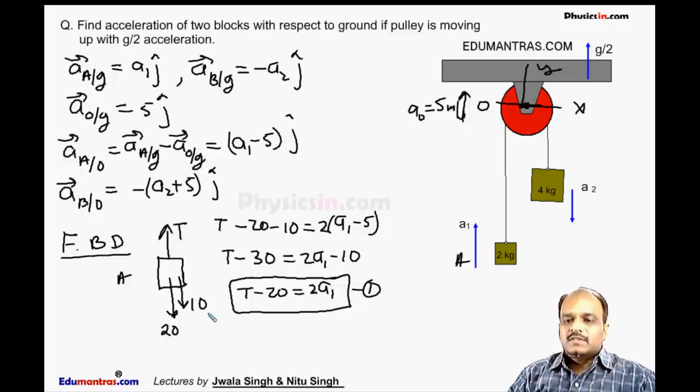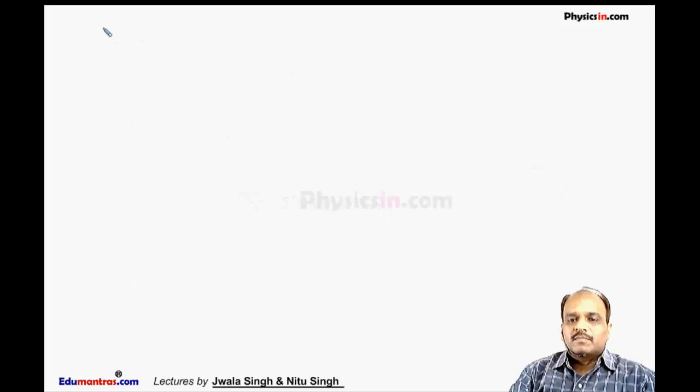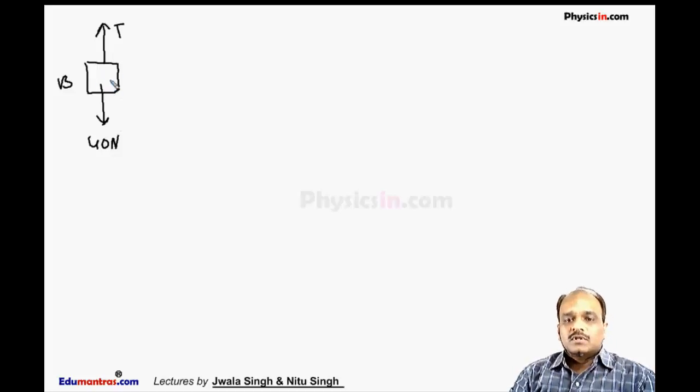Now the second equation: we will draw the free body diagram of this block B. This is our block B. The tension will act upward, the weight will act downward, that is 40 Newton. The pseudo force on this block B will also act downward, and that is equal to the mass of this block, which is 4, multiplied by the acceleration of that observer, that is 5.